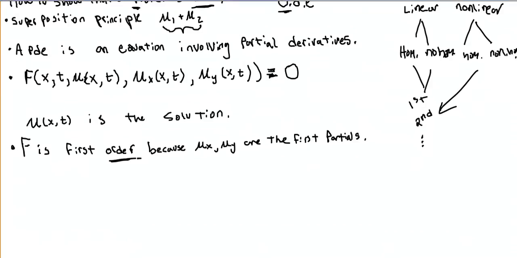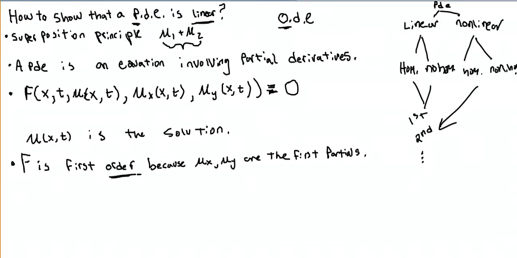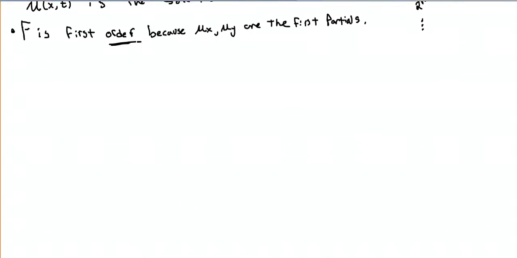But now let's actually get to the idea of how to show that a PDE is linear. The main things that we want to think about: let's consider what it means for something to be linear in general. This comes from the idea of a linear operator. In the study of linear algebra, you say that a linear operator has to satisfy two properties in general for it to be linear.